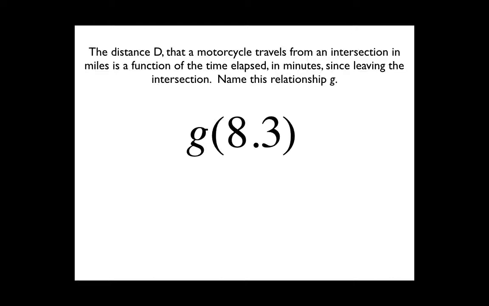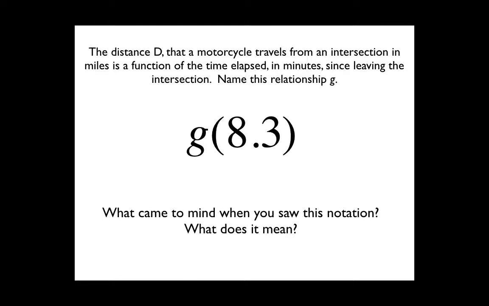So this g of 8.3, even though I don't know a value for it, would mean the distance that the motorcycle traveled past the intersection in the 8.3 minutes that have elapsed since we passed it. So when you see this g of 8.3, we don't have to know how to calculate that for this to have a meaning, because I don't know how fast the motorcycle is going, or if it was going the same speed or changing speeds or anything about that. All I know is g is this relationship between time and distance.